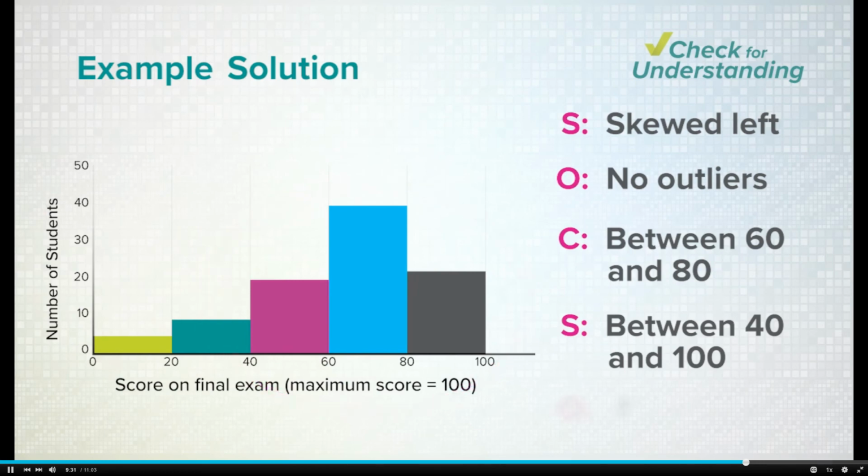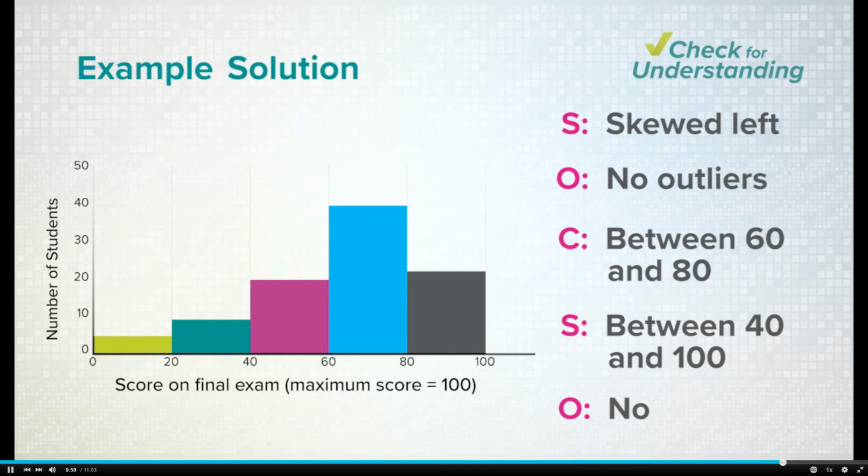Now let's think about the last O, the obvious part. Is there anything obvious about the graph that's jumping out at you? If you do see something obvious, make sure that you mention it. Are there any noticeable peaks? Are there any gaps? Are there any clusters? Are there any extreme points that don't belong, etc.? In this case, the answer to all those questions is no. So you would not address that part.